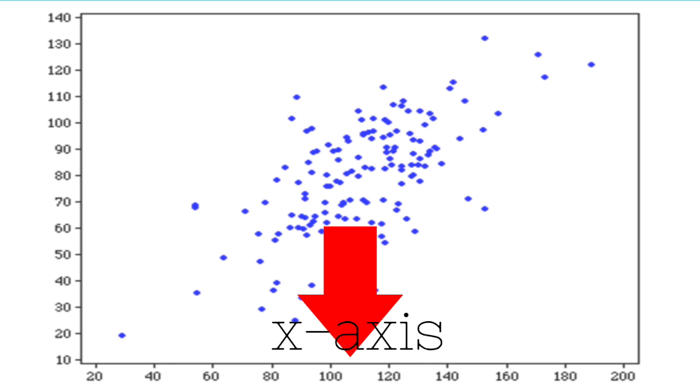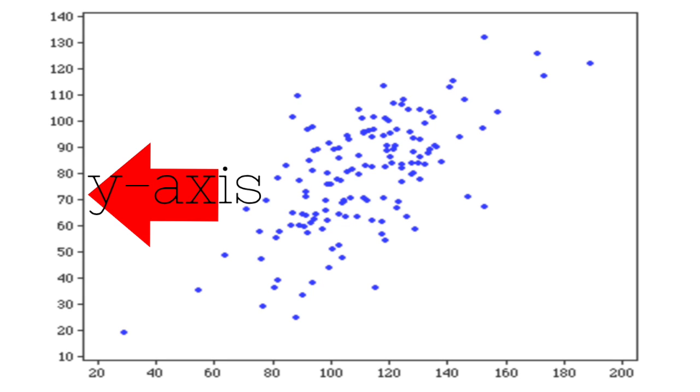When creating a scatterplot, you will mark the values of one quantitative variable on the x-axis and the values of the other quantitative variable on the y-axis. Each individual's data will be its own individual point on the graph.